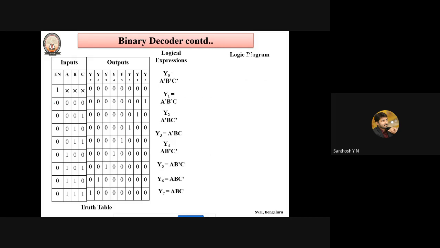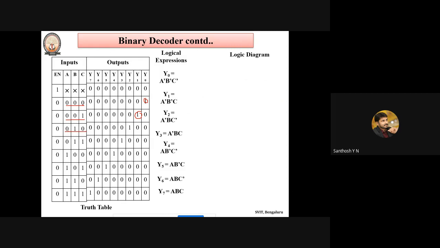I have written the expressions for y0, y1, y2 till y7. How I have written the expression: y0 is 1 if my A, B, C are 0 0 0. So that's why I have written A bar, B bar and C bar. And y1 is 1 if my A, B, C are 0 0 1. So that's why I have written A bar, B bar and C.